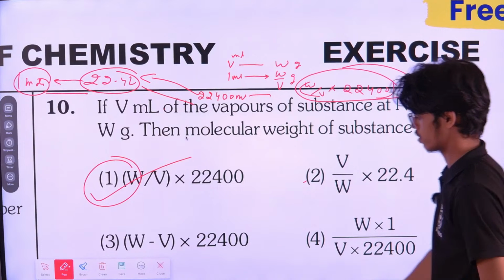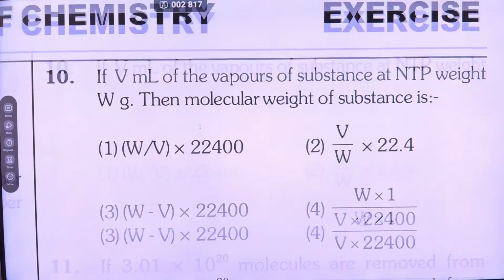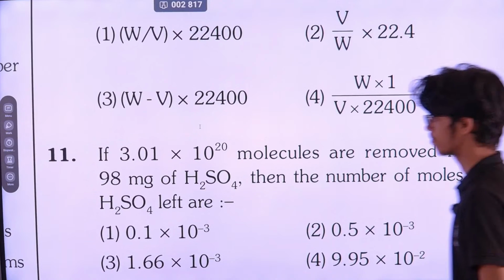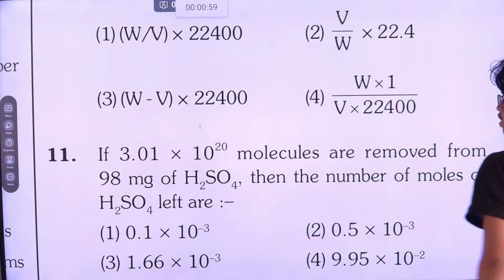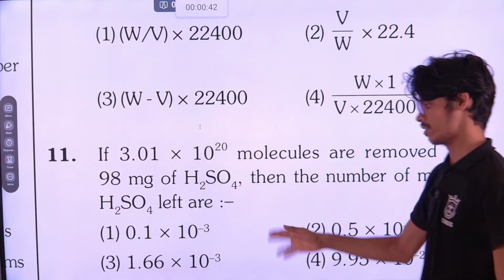Okay, let's go on to the next question. This much molecules are removed from this much milligram of H2SO4. Okay, so it's mg, milligram. Then the number of moles of H2SO4 left are how much? So we have to first convert both of them into moles and then find out the answer.